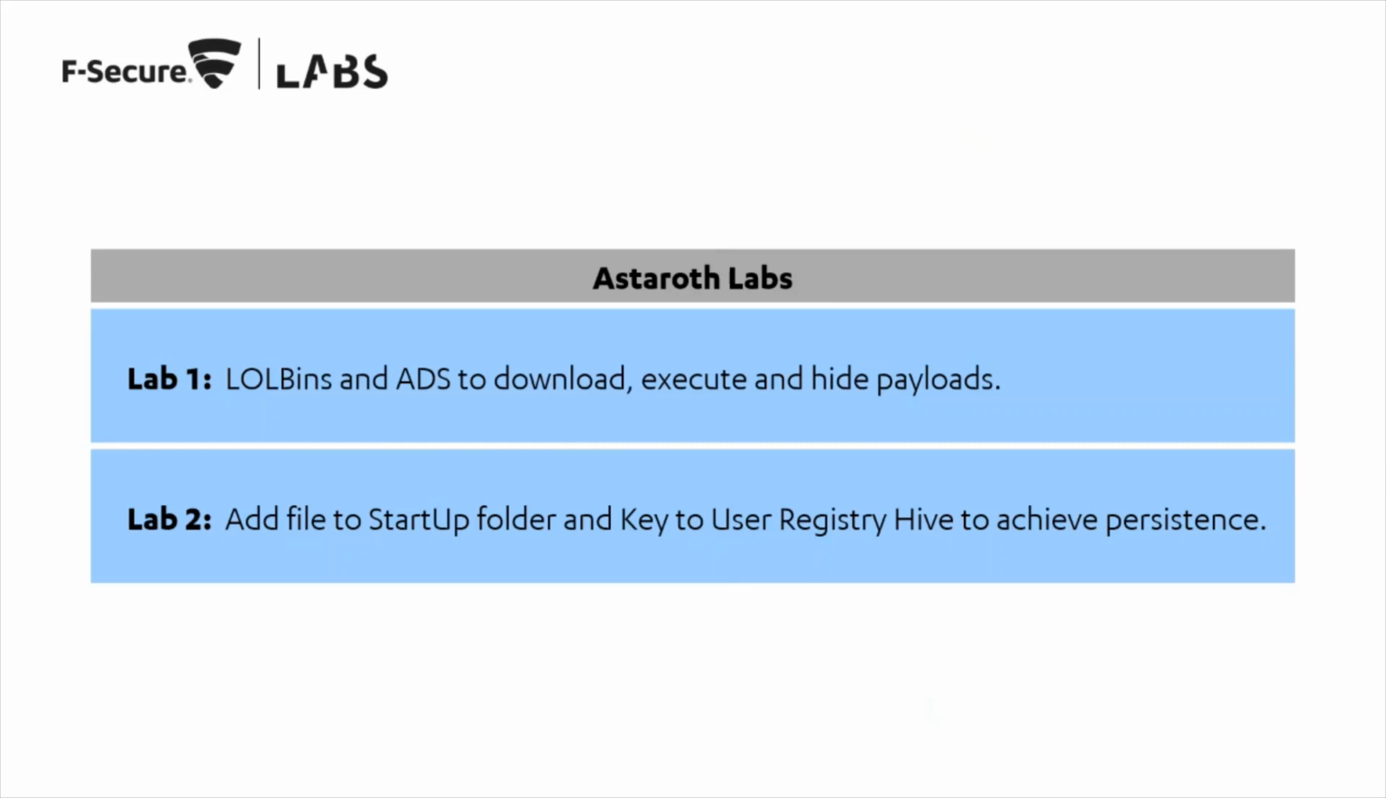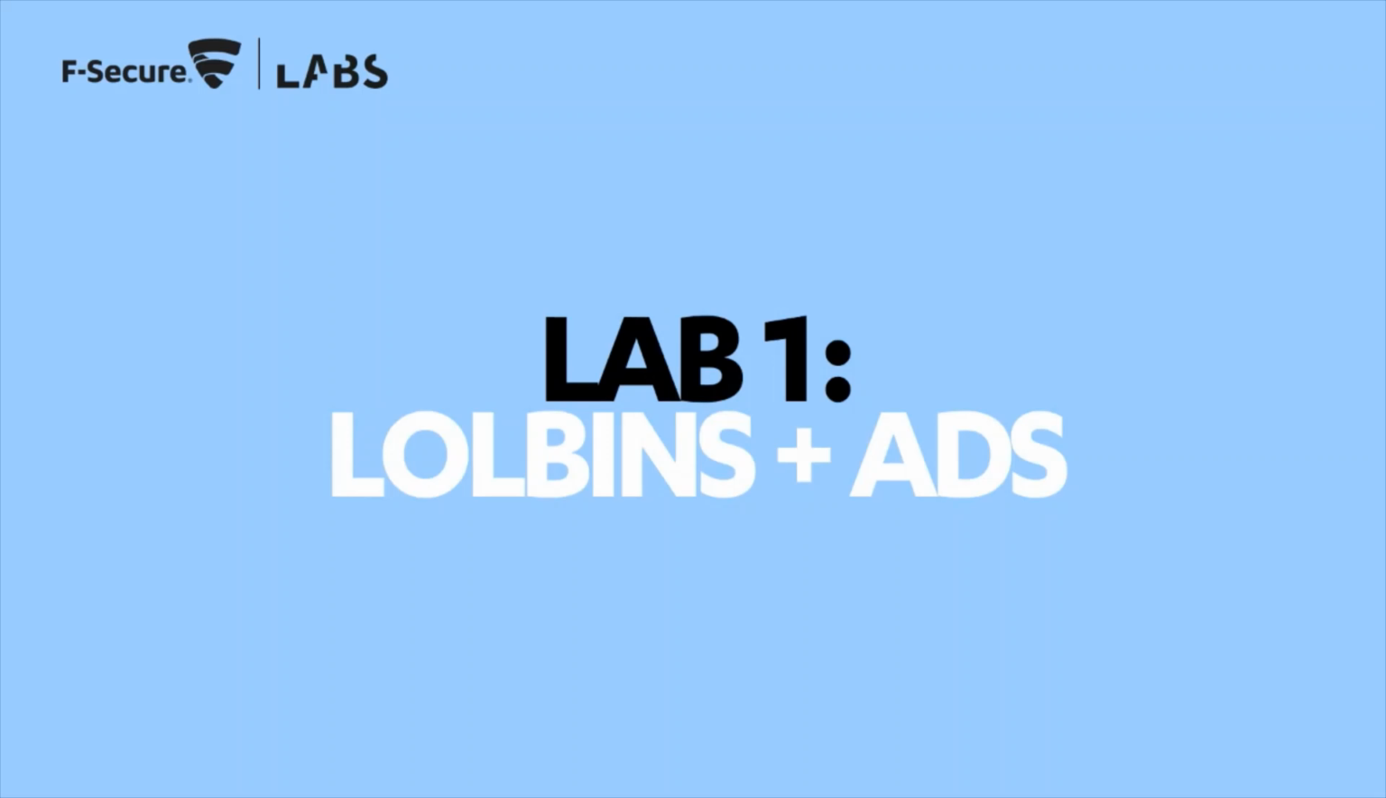The second lab is going to be focused on persistence, and it's gonna involve copying a file to the startup folder, to the user startup folder, and also adding a registry key to the user registry hive. Both methods of achieving persistence, and we're gonna try them afterwards and just make sure that we actually have achieved persistence in the system. So yeah, we're gonna start with the first lab then.